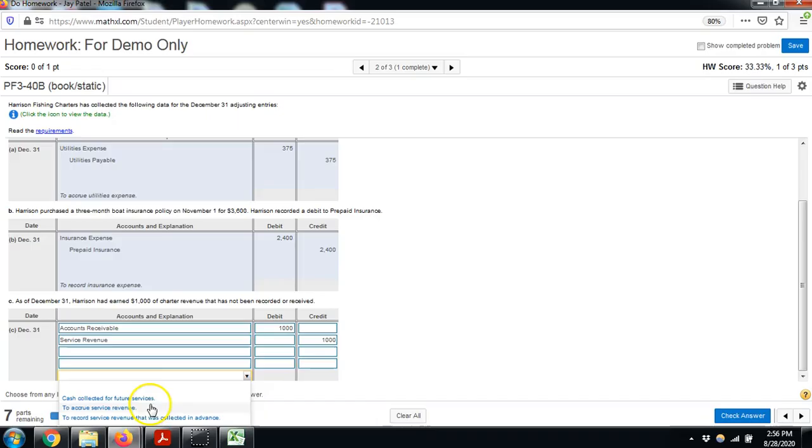In our memo, no, we do not collect cash. Okay, that's an option. To record service revenue that was collected in advance, no, that's not correct. We're actually collecting the revenue as cash after the fact, not in advance. So the second one is the best option.